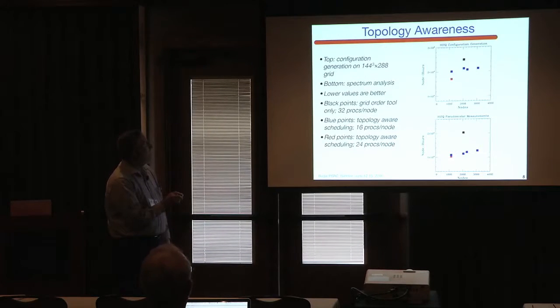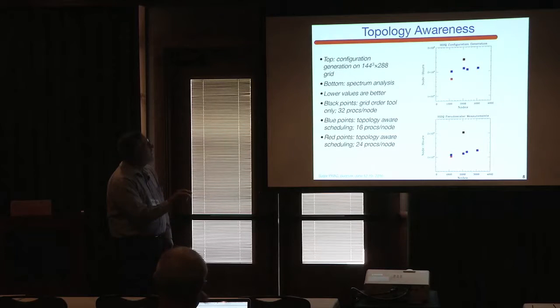It's four-dimensional because it includes both space and time. At the top are several runs that generate these configurations or snapshots of the vacuum. The y-axis in each case is the number of node hours to accomplish the job. And up here in black, on 2048 nodes, is a job that uses the grid order tool, but no topologically aware scheduling.